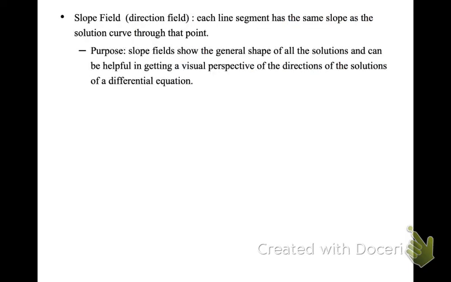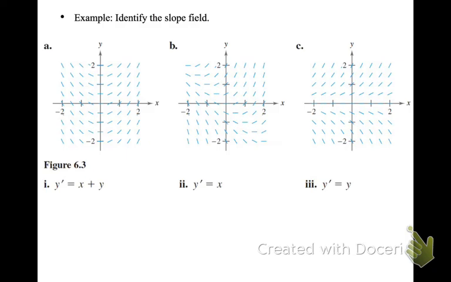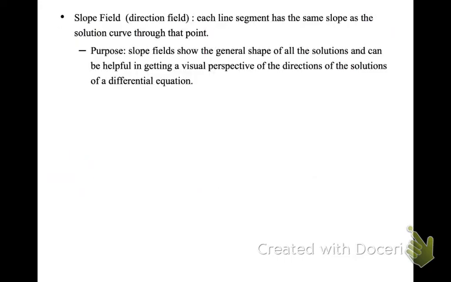Okay, slope fields. Those are slope fields, remember? So when I have the description of these, this is what you're forming in your brain. This is the process. Each line segment has the same slope as the solution curve through that point. So in other words, each line segment has the slope of the tangent line at that point.